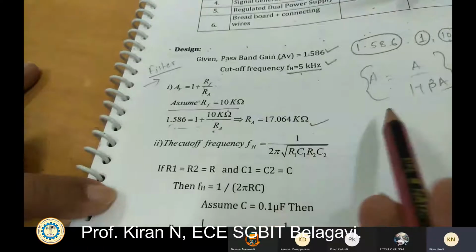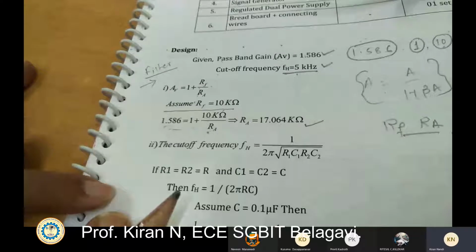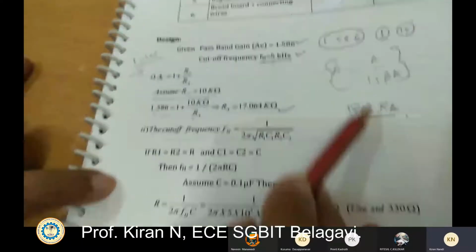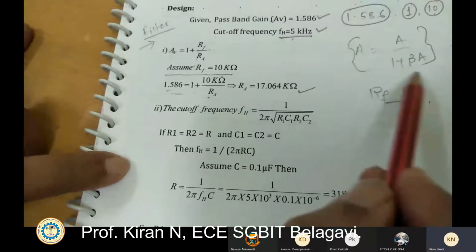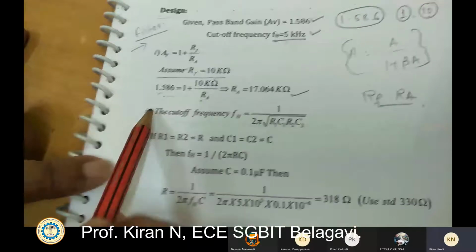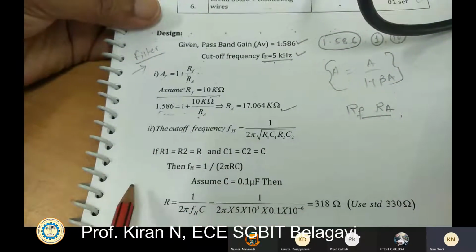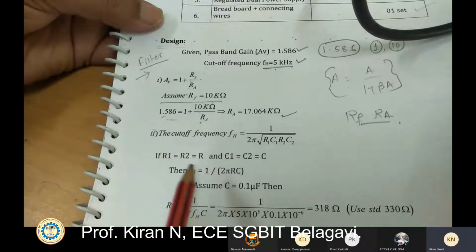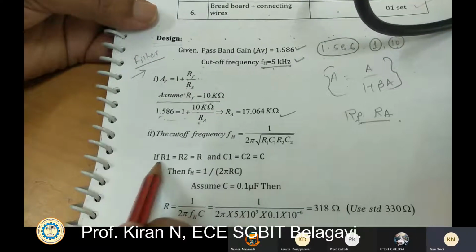So we'll now be getting the RF value and the RA value. These are the feedback element values, or the values of the resistors which are connected through a feedback resistance. Then the next thing, we are going to check the cutoff frequency. And with this cutoff frequency, we are going to find the remaining parameters, that is R1, R2, C1, C2.